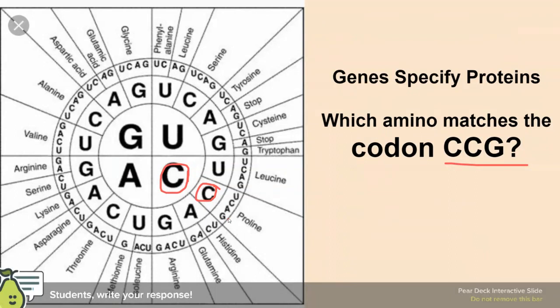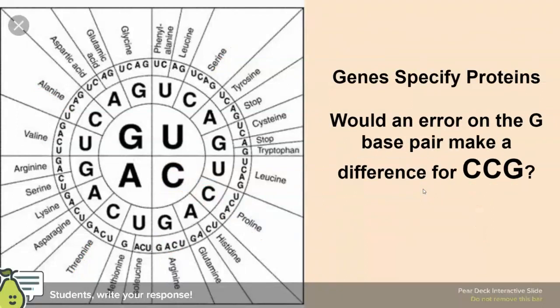What about CCG? C, C, G. Now, let me ask a question. If we had a mutation at this location, and instead of CCG, it said CCA, would it make a difference? No, because CCA will still be proline. In fact, anything in this third location is redundant when I'm talking about proline, serine, alanine, valine, threonine, or arginine. That third location of the codon is redundant in many of these amino acids. And this helps prevent any changes when there's a mutation.